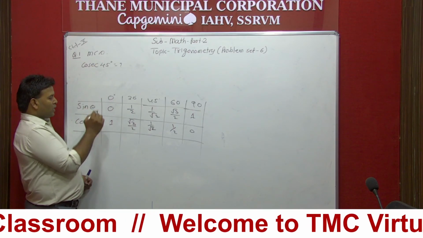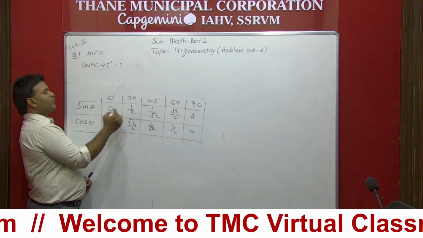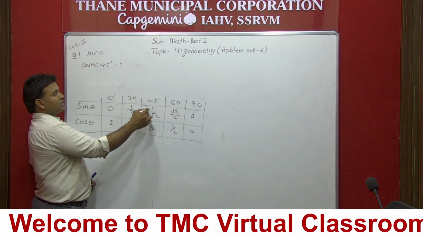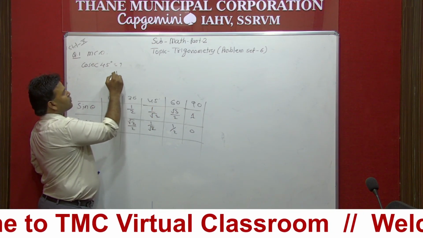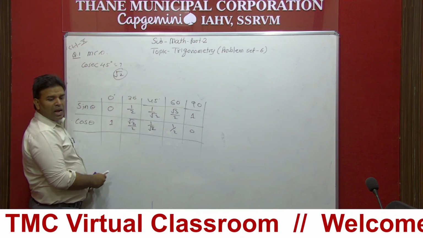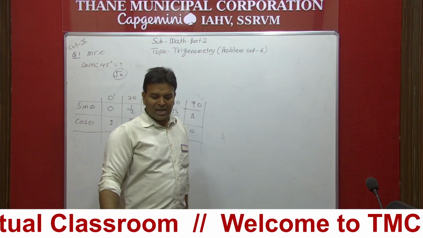So here sin 45 is 1 upon root 2. Cosec 45 is just the converse of this. Converse means the upper goes down and the lower comes up. It means this is root 2, and you can find the answer in the table, that is root 2. Here the B answer is correct.